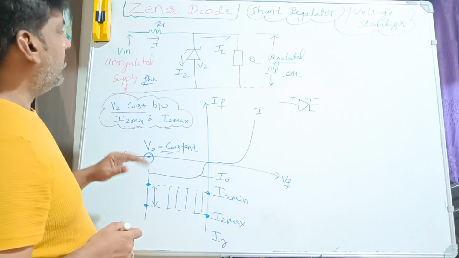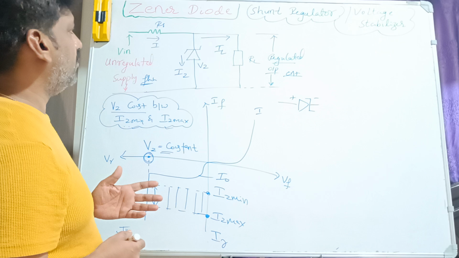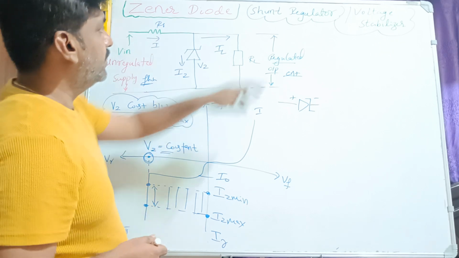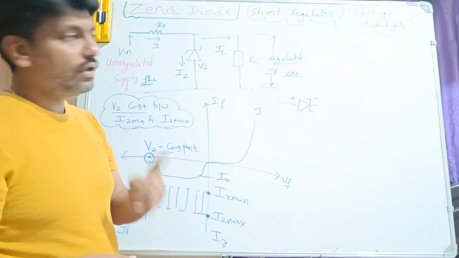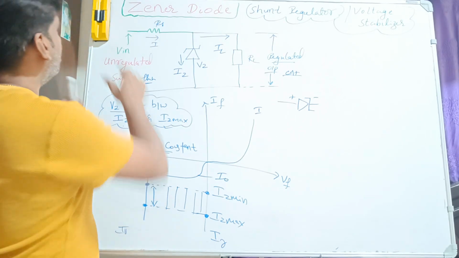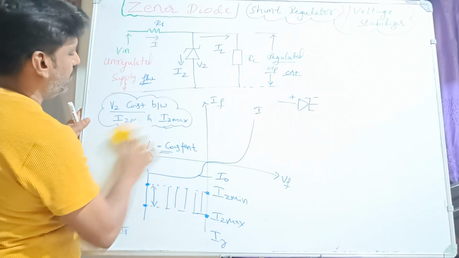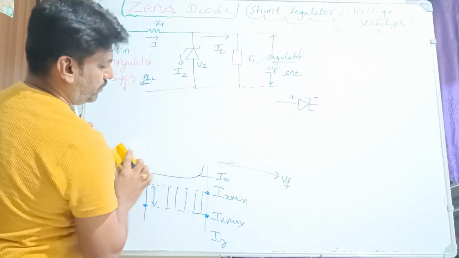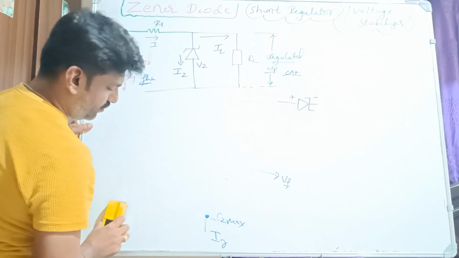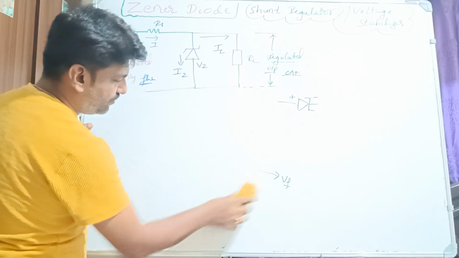So now after this, it is having two types of regulations, line regulation and load regulation. What is the meaning of line regulation? We will see that now. Line regulation is nothing but you should vary the input, and we should see what is going to be the changes.